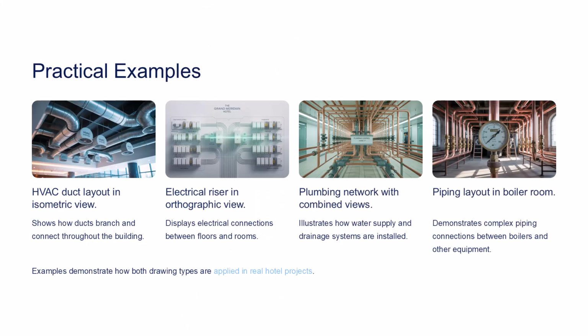Practical examples. Let us look at some practical examples. HVAC duct layouts are often shown in isometric views to illustrate airflow paths. Electrical risers are typically displayed orthographically to highlight distribution points. Plumbing networks may combine both styles to show risers and routing.